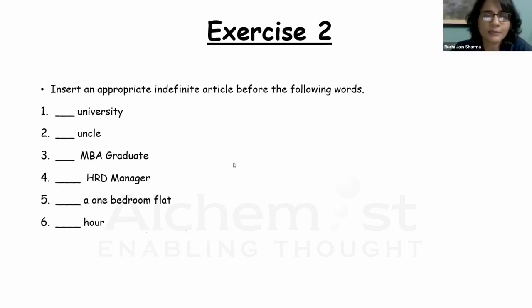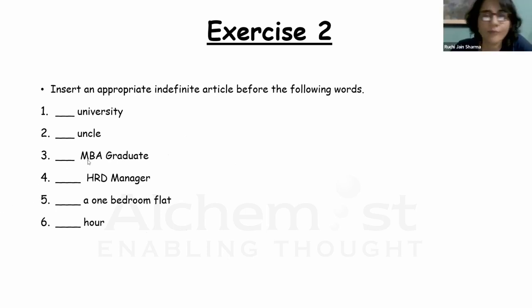All right. So let's look at the next set. We'll do this one orally. Insert an appropriate indefinite article before the following words. So indefinite basically means a or an, right? So tell me, what comes before university? A university. Second, an uncle. Okay, third one.